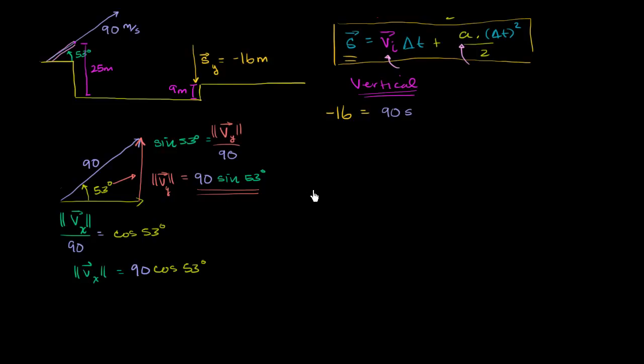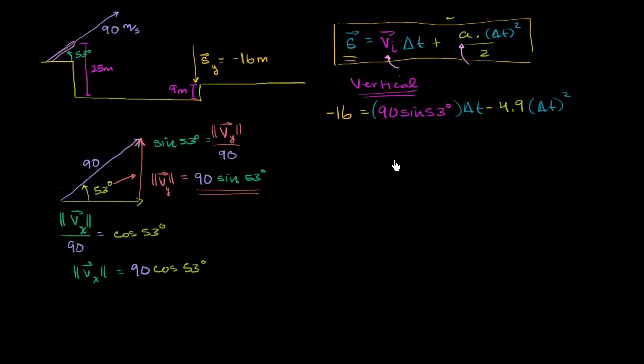Actually, let me do it in that same color. The first time we do a new type of problem, it's good to know what's going on. So 90 times the sine of 53 degrees times our change in time, plus the acceleration due to gravity for an object in free fall, which is negative 9.8 meters per second squared. But we're dividing that by 2. So we're going to have negative 4.9 meters per second squared times delta t squared, our change in time squared.